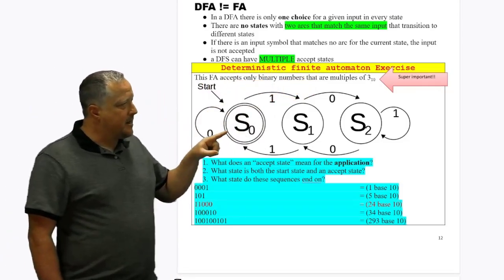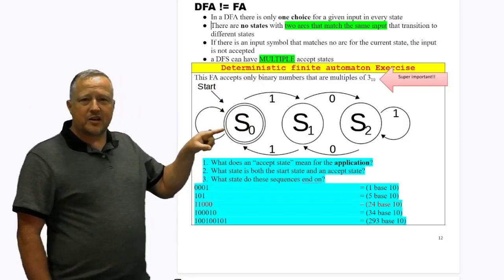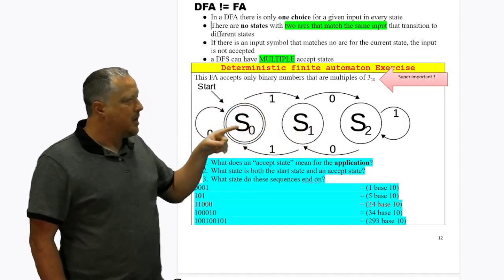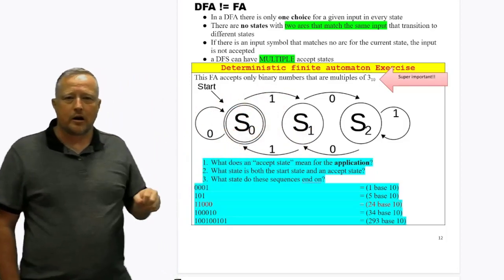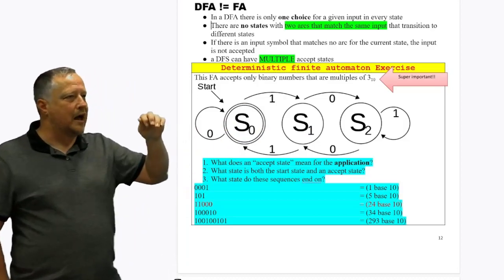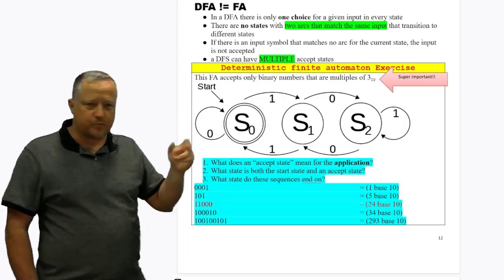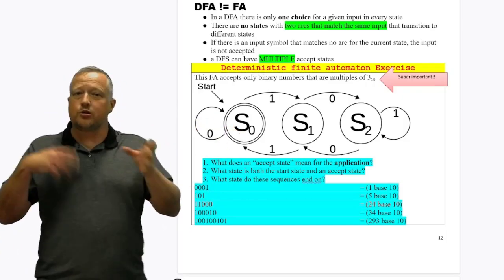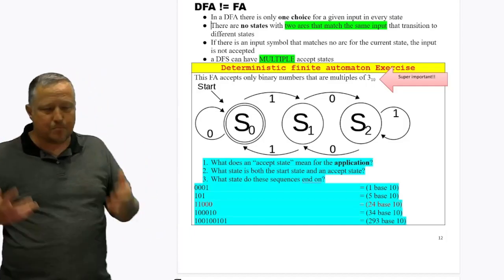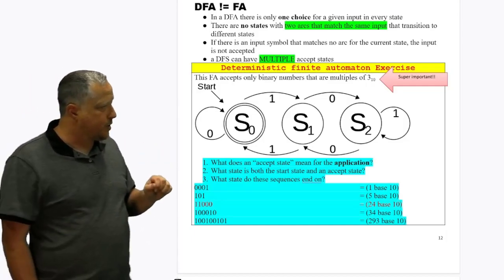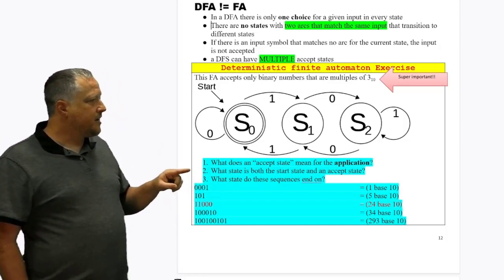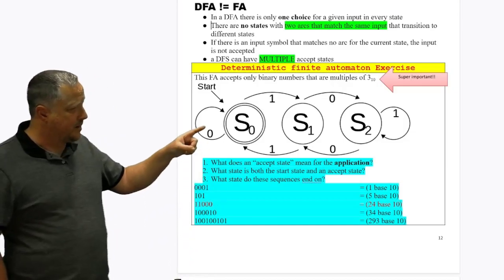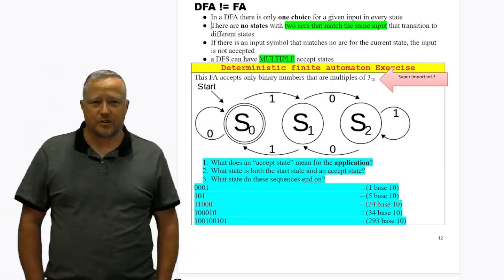So if somehow we end up at the accept state, that means we've done a combination of zeros and ones that got us back to this part. So if you were to draw out any set of numbers, again, shifting from zeros to 1, and end up here, I bet if you converted that binary number to a decimal, it'd end up being some multiple of 3. So that's the answer for number 1. And then what state is both the start state and the accept state? I think I kind of went over that before we went into everything. And that's really the first one right there, which is C0.